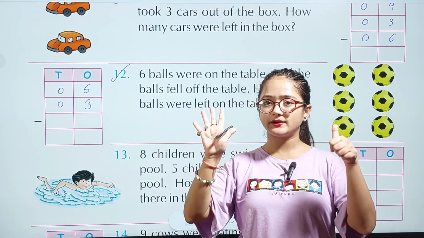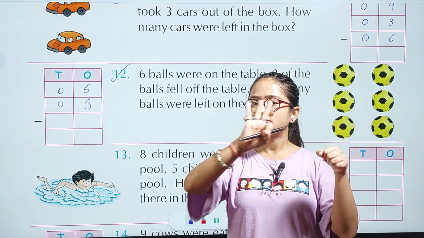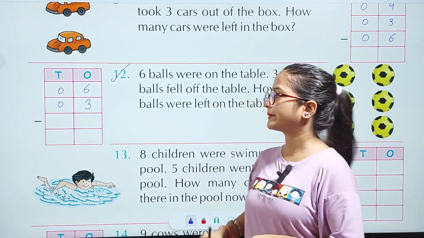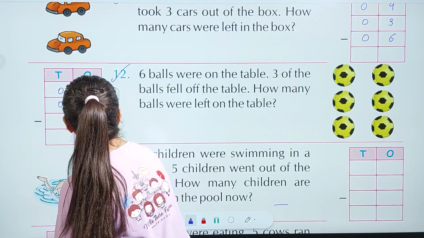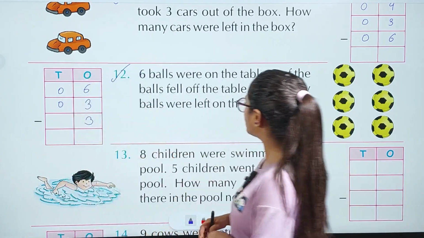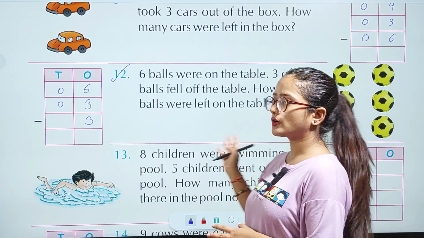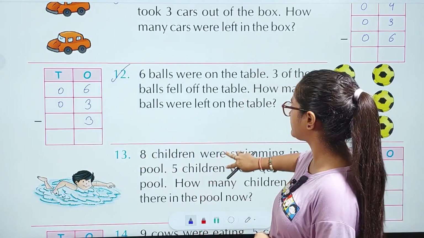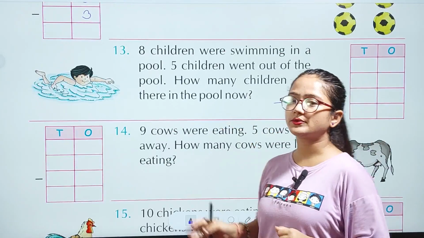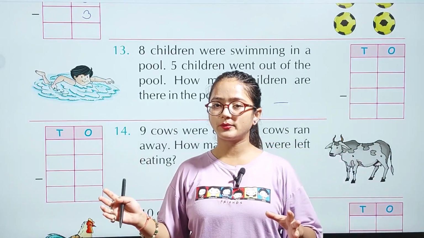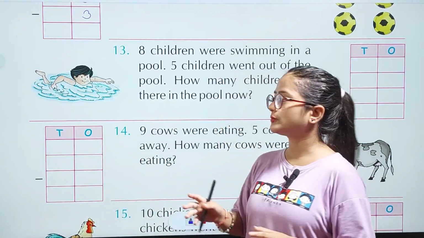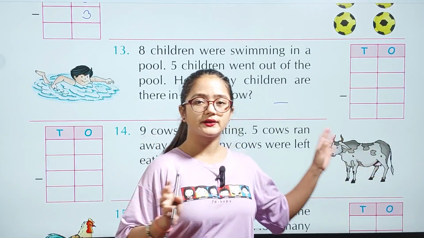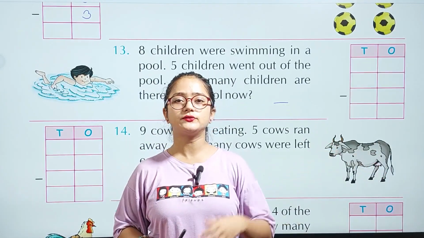Take out 6 fingers, then close 3 fingers. So how many are there? 3. That means 3 balls were left on the table. How many balls were left? 3 balls were left. Okay. Like this, students, you have to first read the word problem carefully, then put the number in the correct column of that box, and then subtract it.